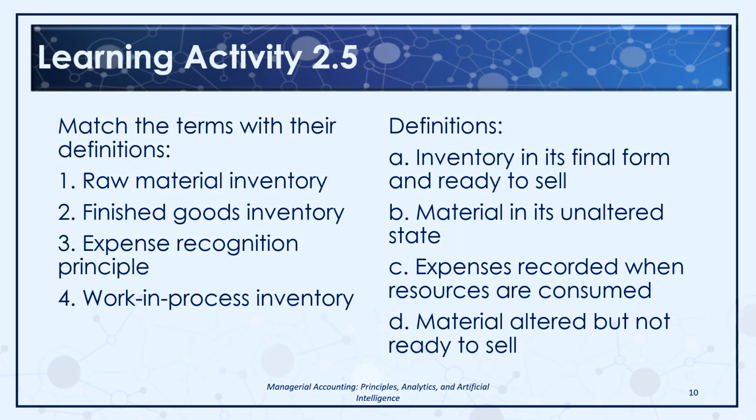Now you'll match key terms with their definitions. The terms include raw material inventory, finished goods inventory, expense recognition principle, and work in process inventory. Take a minute to match each term with the correct definition. Pause here and work through the activity. Once you've finished, check your answers with the solutions provided in the back of Chapter 2.